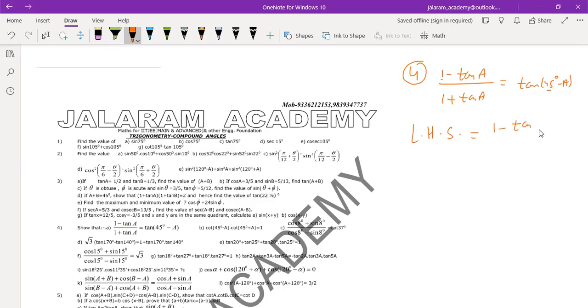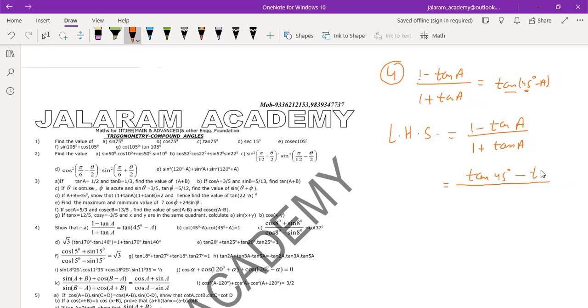First write the left hand side as it is, and while you are writing, think about the relationship between this 1 and 45 degree. So we all know that tan 45 degree equals 1. So in place of this 1, if we write tan 45 degree minus tan A over 1 plus, write this 1 into tan A. You know that 1 into tan A is also tan A. And why are we writing this?